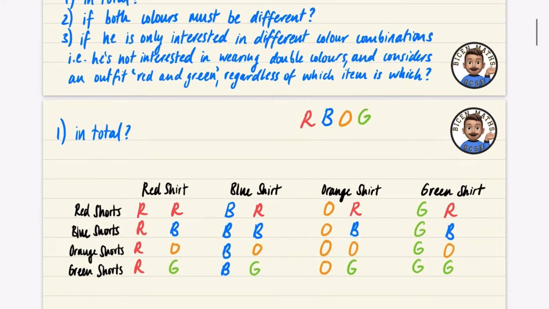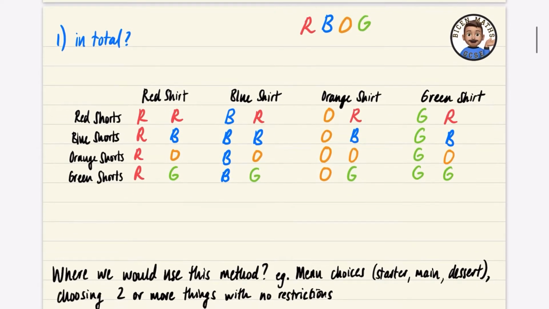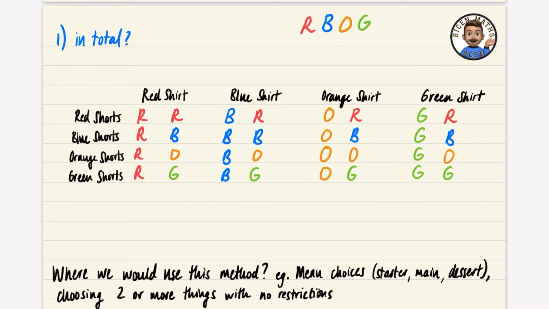So we're going to do the first one, which is how many outfits there are that he could do in total. Now I've got the letters R, B, O and G to represent red, blue, orange and green. And I've drawn out the number of different combinations that we could do here. The first letter represents what shirt he's wearing. You can see this first column is all red shirts, and then blue shirts, orange shirts, green shirts. And then on the side, the second letter is the shorts: all of the second one are red, all blue, all orange, and all green.